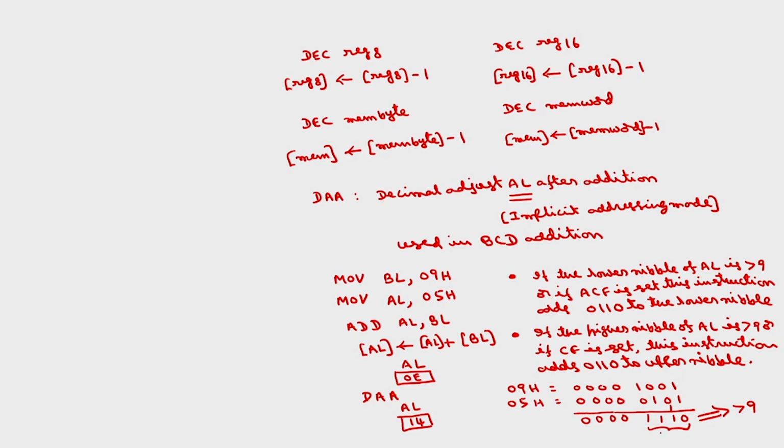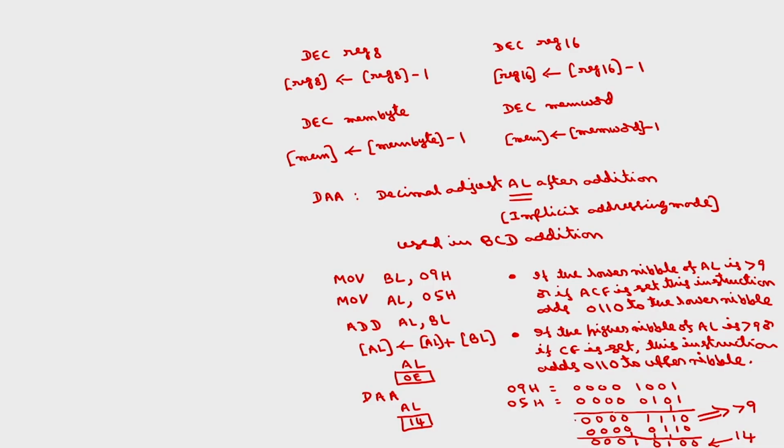So, this instruction will add 6 to the lower nibble, whereas for the upper nibble, neither the carry flag is set nor is the result greater than 9. So, the DAA instruction will not add anything, only 0000 will be added. So, what will be the result now? Because it is greater than 9, add 6. What is the result? 1 plus 1 is 10, 1 plus 1 plus 1 is 11, 1 plus 1 is 10, giving 00010100. This is nothing but 14.